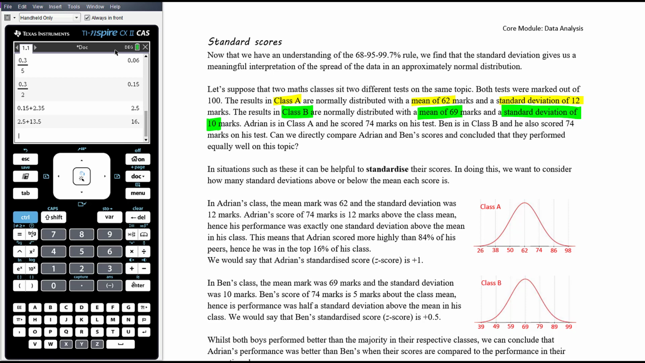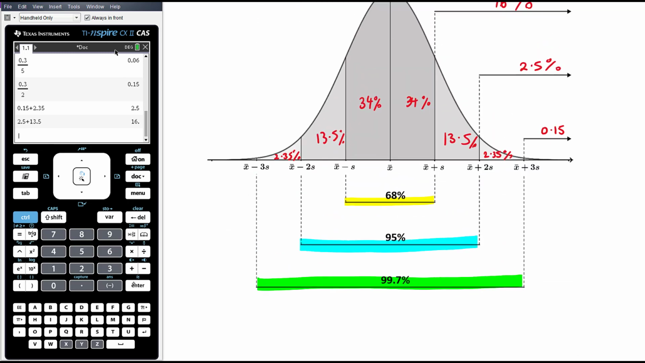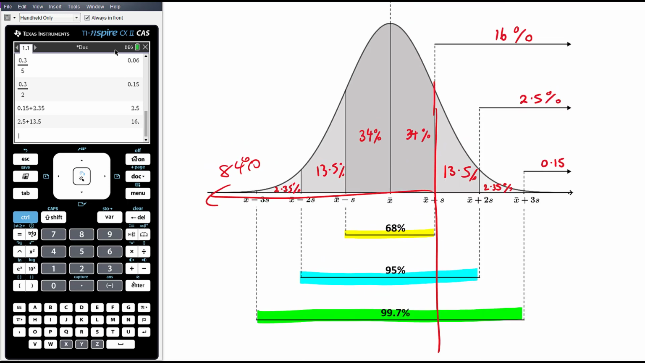Adrian's score of 74 marks is 12 marks above the class mean. So his performance was exactly one standard deviation above the mean in his class. And so that means that he scored more highly than 84% of his peers. So we know that because one standard deviation above the mean is here. And if we add up all of these, we get 84% here. And we can see above here we've got 16% here. So that places him at the 84th percentile, essentially.